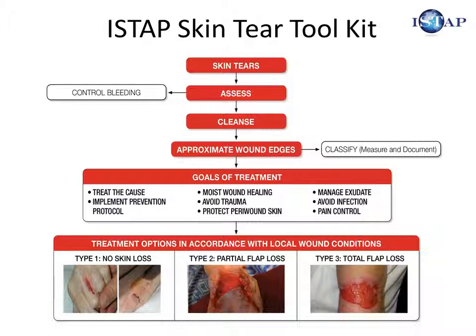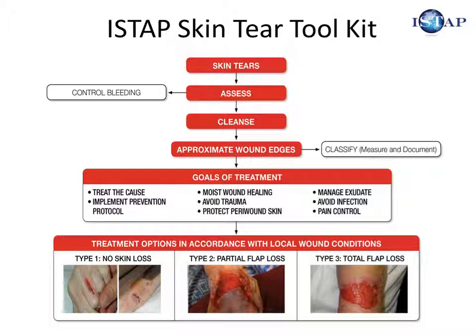And then you're going to look at the goals of treatment. So obviously treat the cause. What were the causative factors for these skin tears? And you're going to implement a prevention protocol. As you all know, when one skin tear occurs, others can occur as well. So although we're in treatment mode for that skin tear, you have to go into prevention mode for all the other parts of the body.